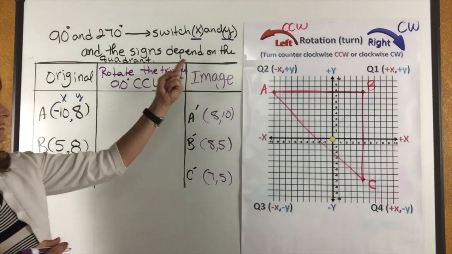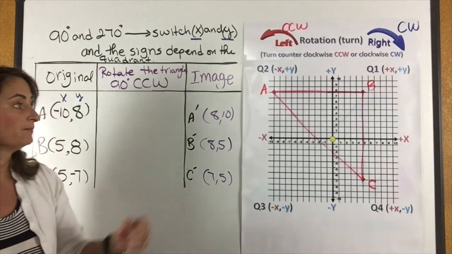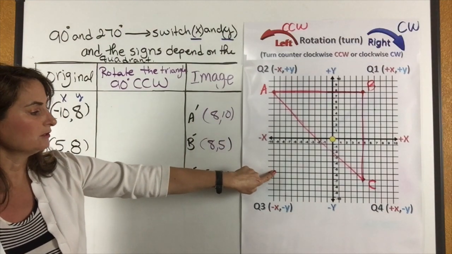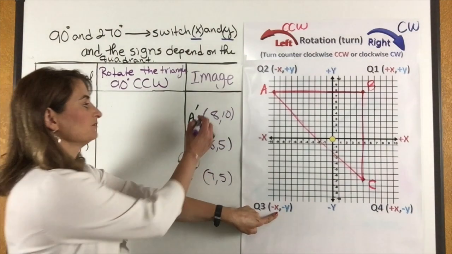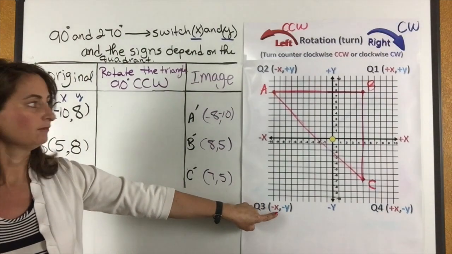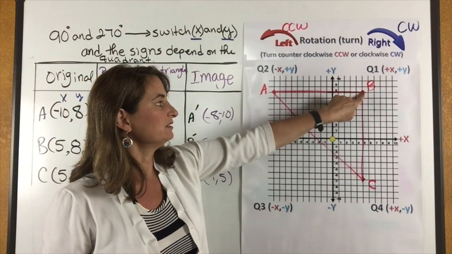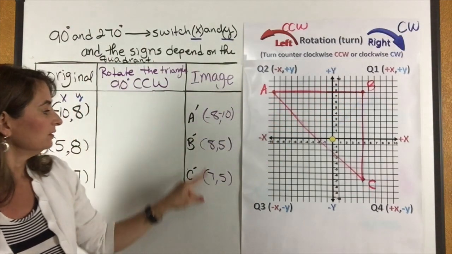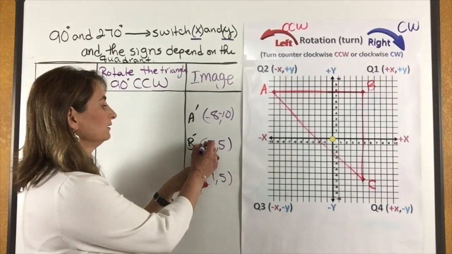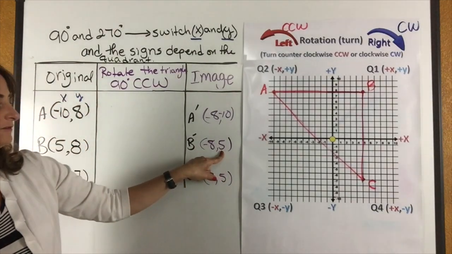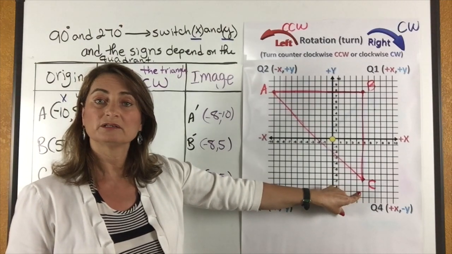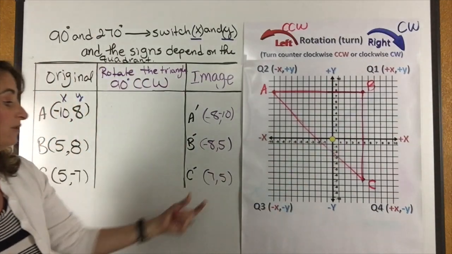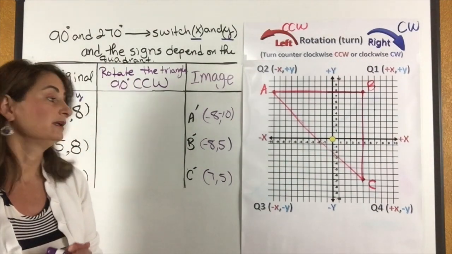Now let's talk about how the signs depend on the quadrant. A, rotated 90 degrees counterclockwise, will land in the third quadrant where X is negative and Y is negative, so they're both going to be negative. Let's think about B. B is in the first quadrant. With 90 degrees, it's going to land in the second quadrant, where X is negative and Y is positive. C, when it turns counterclockwise 90 degrees, is going to land in the first quadrant where both are positive, so I'm going to keep them the same. So let's see if that works.